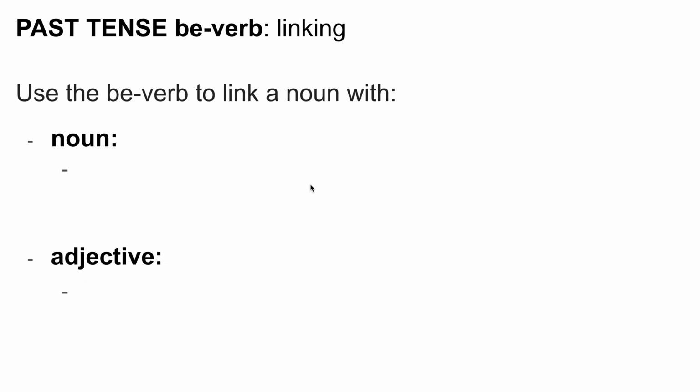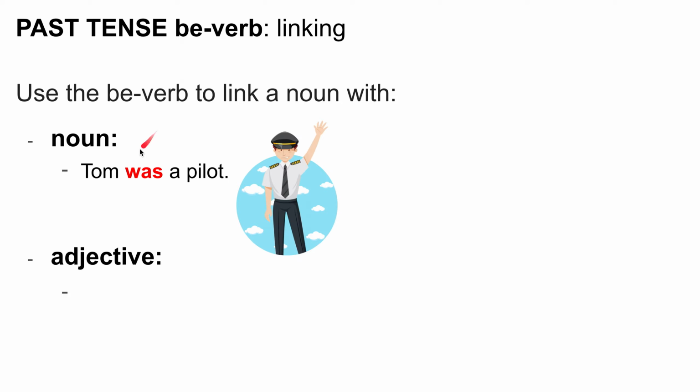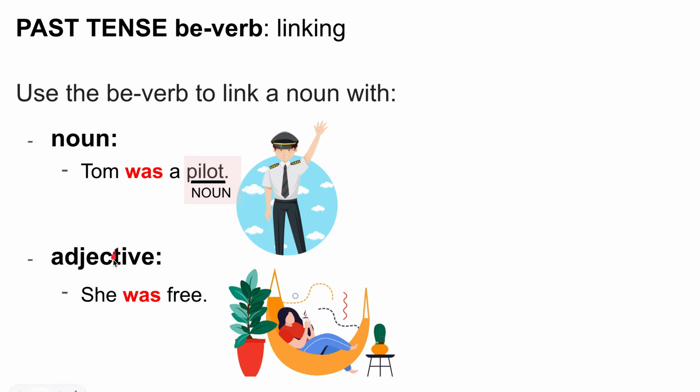Quick summary. Remember, we use the be verb to link a noun with a noun. So Tom was a pilot. Tom is a noun, and pilot is a noun. We also use the be verb to link a noun with an adjective. She was free. Free is the adjective.